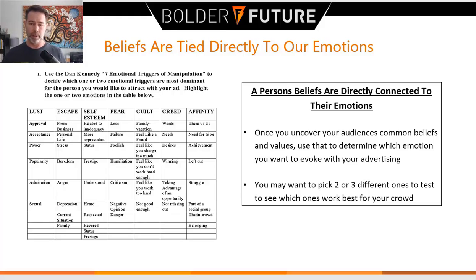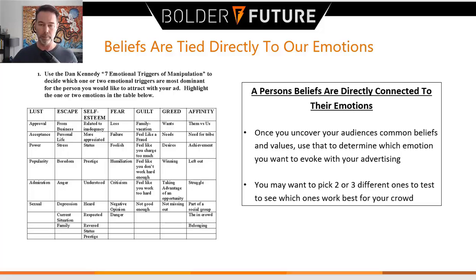This whole concept of that beliefs are tied directly to our emotions, very, very much true. Our emotions are sunk into our body. It makes us feel something. And when we feel something, whether it's positive or negative, fear or happiness, it's going to compel us to do something. And a lot of times it compels us to make change, if the emotion is strong enough. So I like to use the Dan Kennedy 7 emotional triggers. He calls it manipulation, because he says, basically, people won't move unless you force them to.